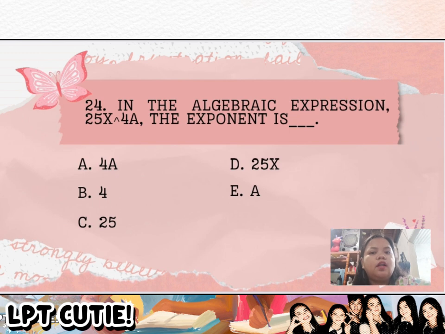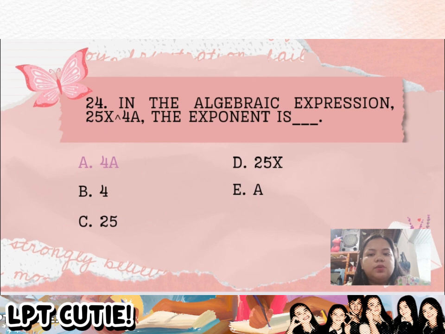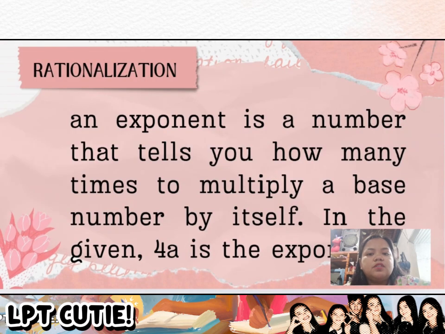So number 24. In the algebraic expression 25x to the power of 4a, the exponent is what? Is it letter A, 4a, letter B, 4, C, 25, D, 25x, or letter E, 8? Okay, so the correct answer is letter A, 4a, because the 25 there is the numerical coefficient, and we cannot take 25x as the exponent, because an exponent is a number that tells you how many times to multiply a base number by itself. So 25x is the base number, and in the given expression, 4a is the exponent.